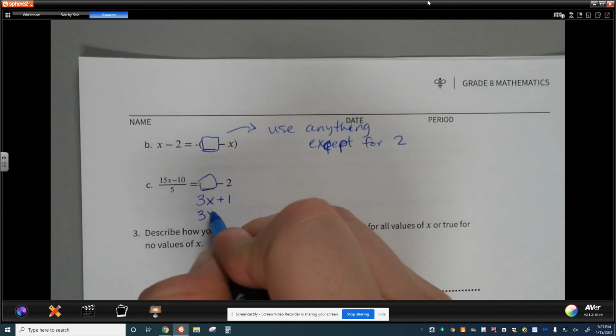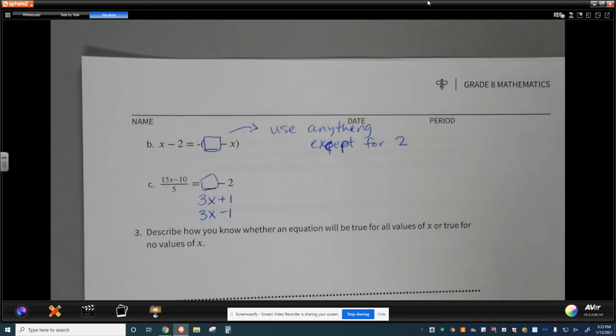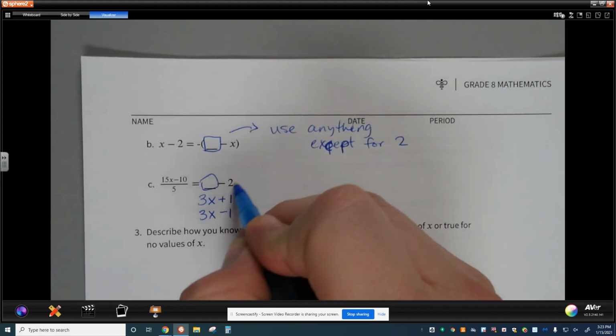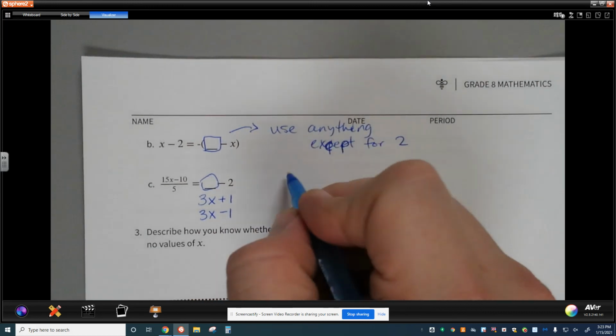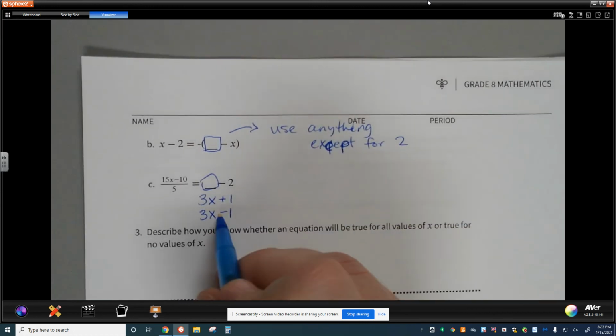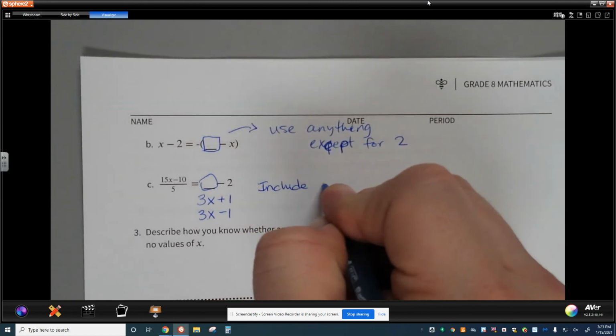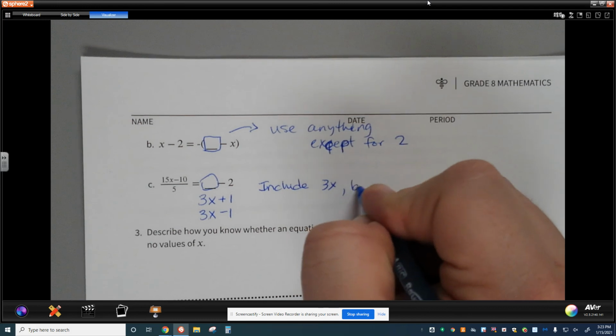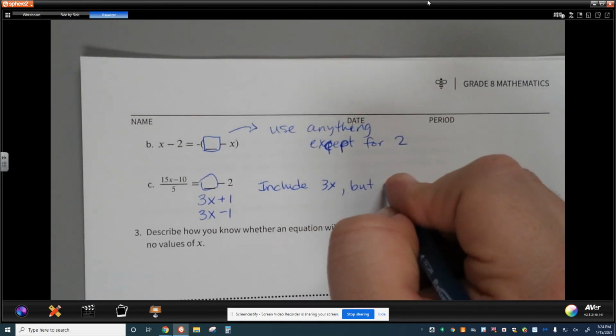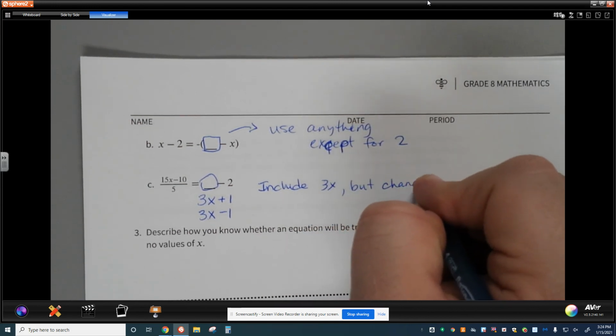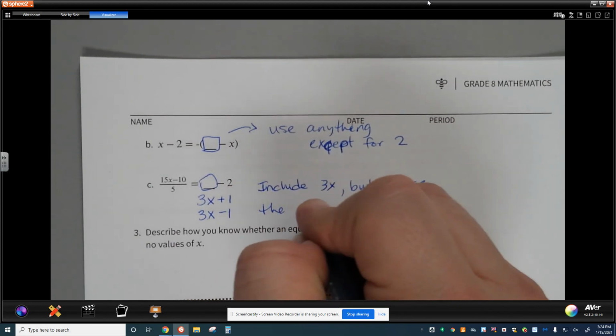Or I could say 3 times x minus 1. I can use anything I want right there as long as I don't use just simply 3x. I have to add more to it. I have to take away something from it. I have to change the constant value. So I have to do something that will change the constant value while still including the 3x. So we would include 3x, but we have to change the constant somehow.